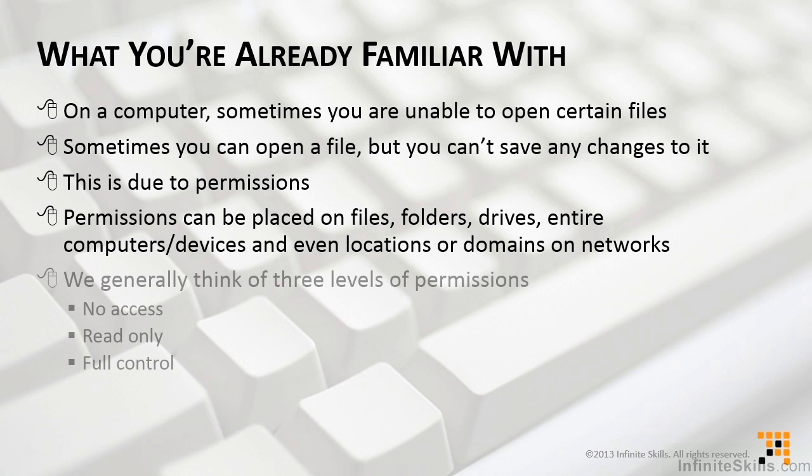We generally think of 3 levels of permissions that you do have. One would be that you don't have any access. You can't open it even if you wanted to. Then you can have read-only access. This is often used for things that you should be able to review but not modify. Or you might have full control, where you can open, you can edit, you can change, you can do a save as, pretty much anything you want to do with the file.